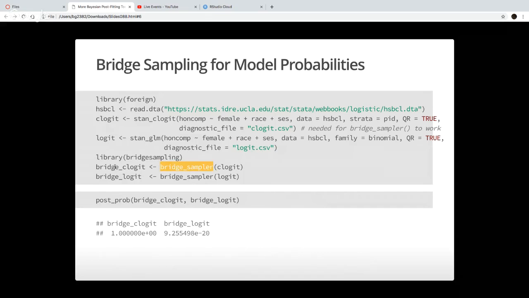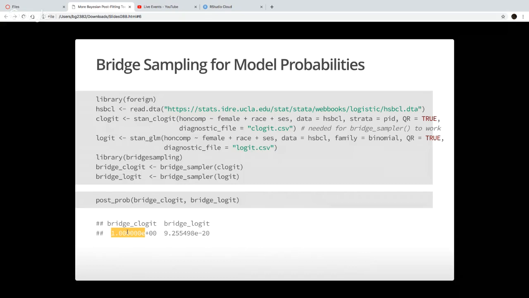So then you call bridge sampler on each of the candidate models and then pass that to postprob. These are posterior probabilities that each of these two models is correct, given that one of them is correct. And in this case, because the logit model is totally wrong, has the wrong likelihood, you get pretty much e to the negative 20 for that probability, and 1 for the probability that the cogent model is correct.